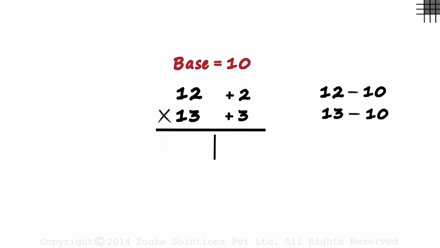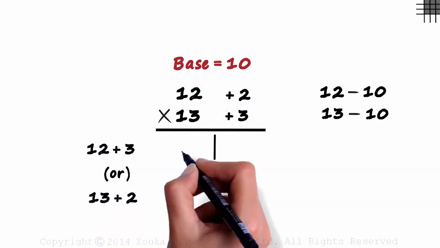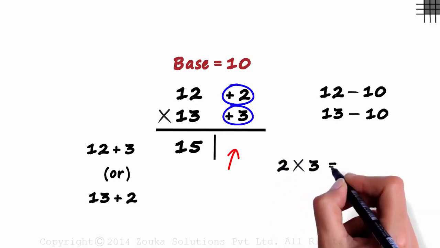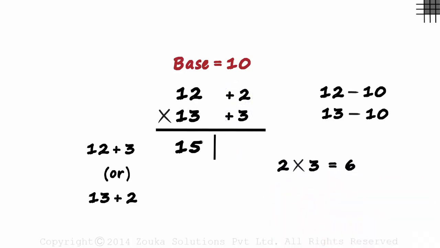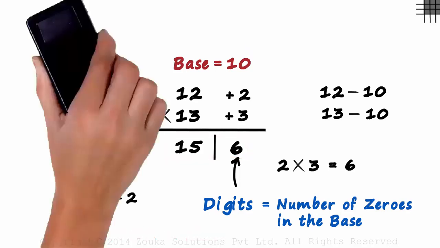So on the left, it will be 12 plus 3 or 13 plus 2, 15. And on the right, we will have 2 times 3, which equals 6. So we write a 6 on the right. Remember, the number of digits on the right will be equal to the number of zeros in the base. 1 zero, hence 1 digit. 12 times 13 is 156.